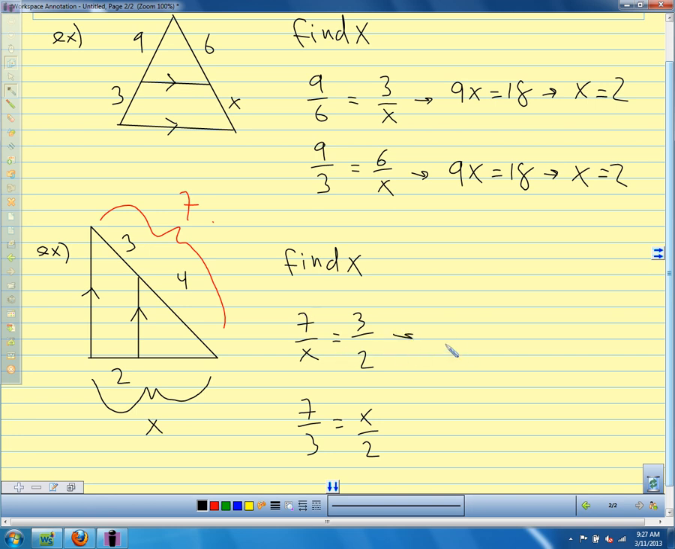When we cross multiply, I get 3x equals 14. When I cross multiply here, I get 3x equals 14. Same thing. Divide both sides by 3, so x equals 14 divided by 3. And if I put that in my calculator, I get x equals 4.666 repeating, so I'll round it at 4.67.